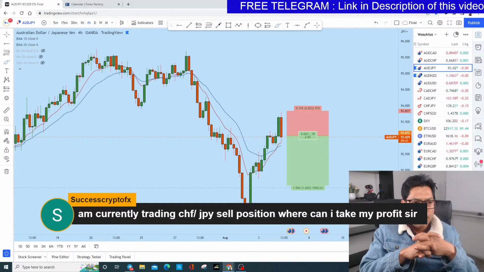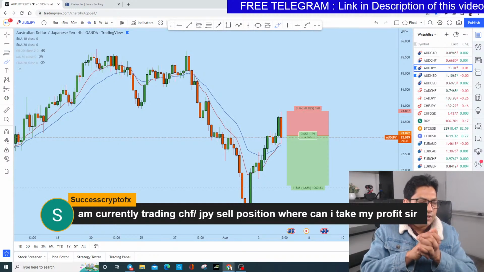This is the trade that I'm recommending on Aussie yen, and at the same time manage your risk.